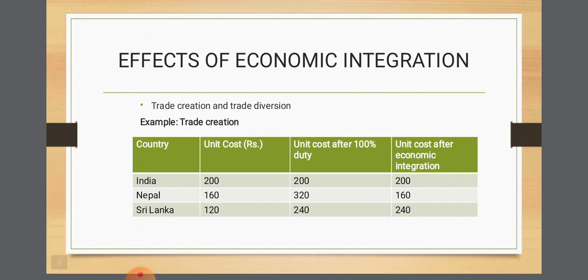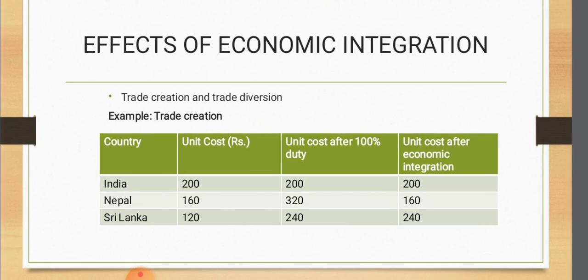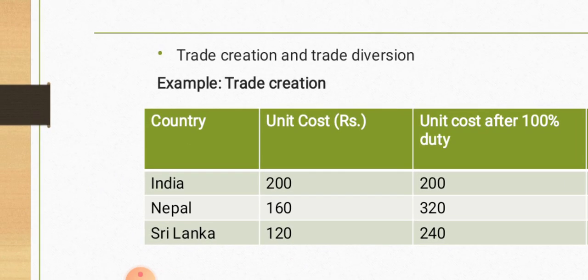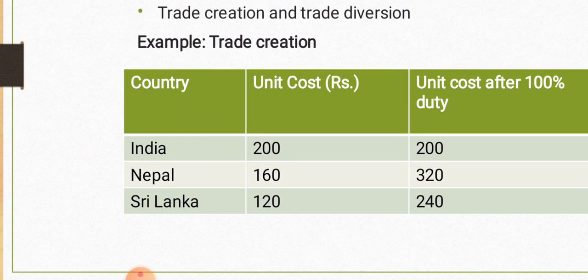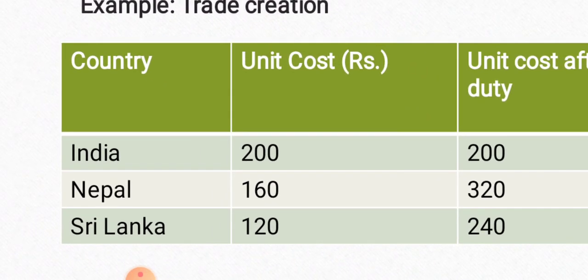Now, we'll discuss the effects of economic integration. The first effect is that it leads to trade creation and trade diversion. I'll explain it with the help of an example. This is the example of trade creation. You can see here that there are three countries: India, Nepal, and Sri Lanka. This is the unit cost of manufacturing a shirt.